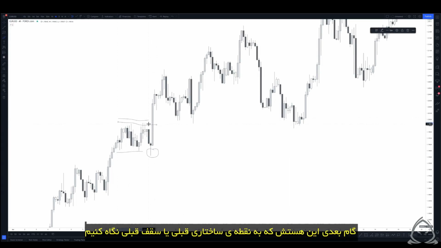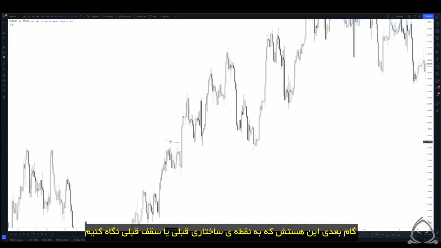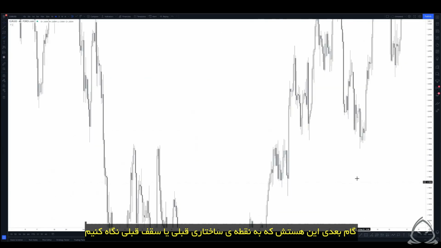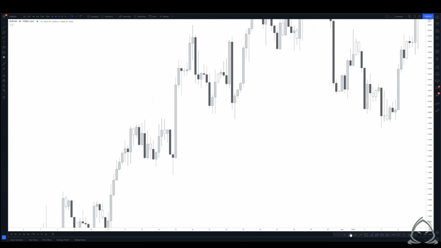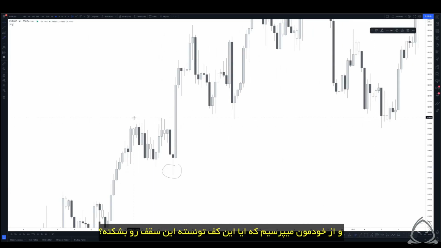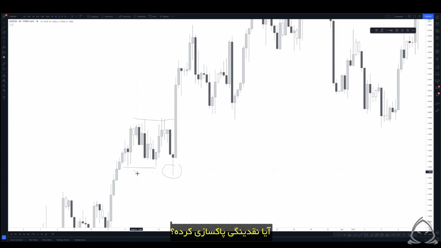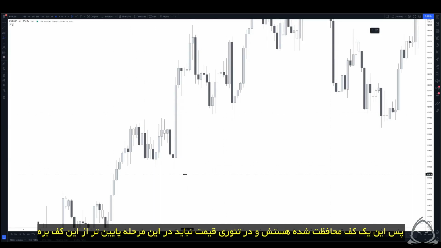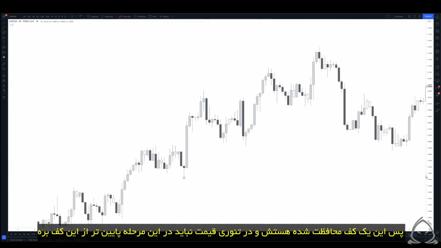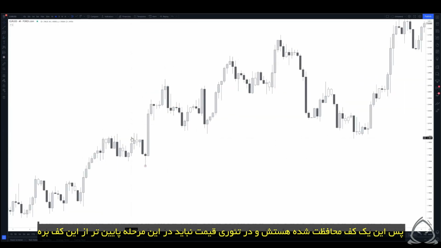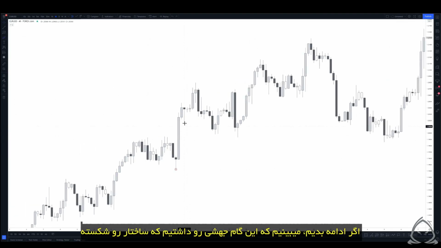Our next step would be to look at the structural point or the previous high, and then we ask ourselves, is this low successful in breaking this high? Yes, it is. Has it taken liquidity? Yes, it has. Therefore, this is a protected low and in theory should not be traded below at this stage of price action.